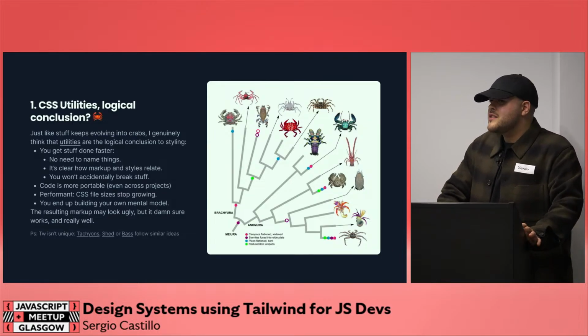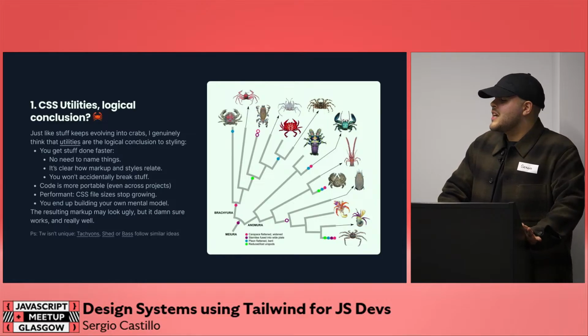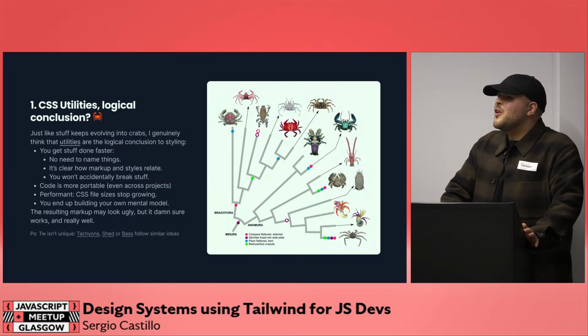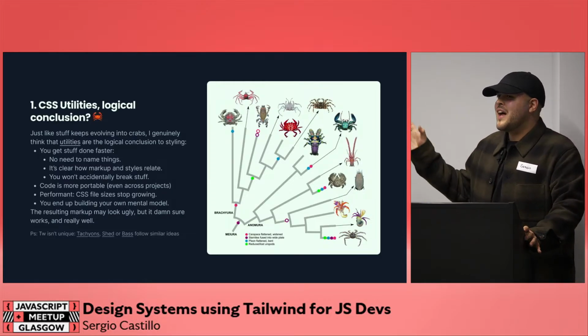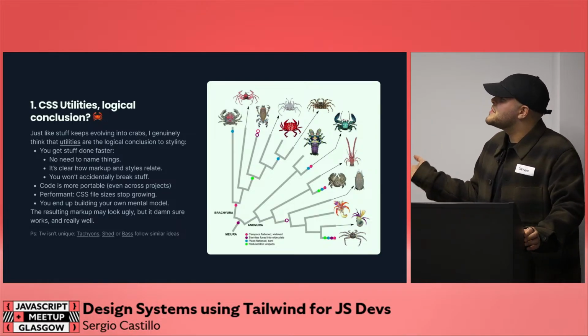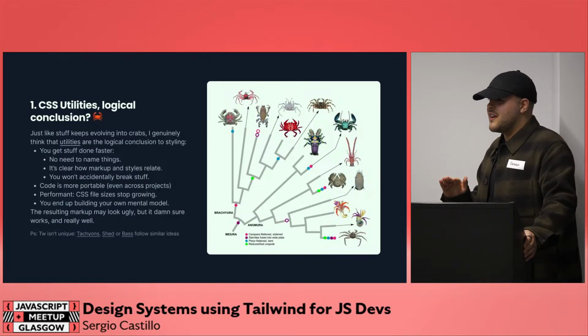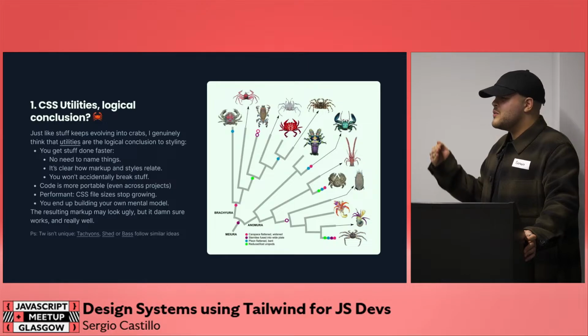Has anyone heard of carcinization? It's this thing where animals just keep evolving into crabs for whatever reason. It just seems like crabs are the ultimate animal shape. So you have multiple animals that just start looking like crabs over time, even though they're not crabs. I feel like utilities are the same thing. Oddly enough, they work really, really well.